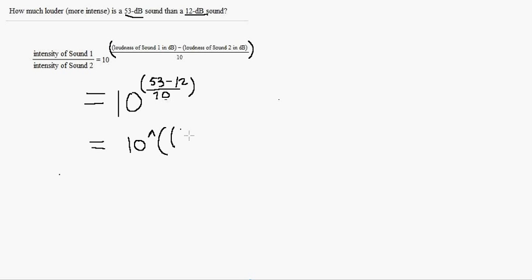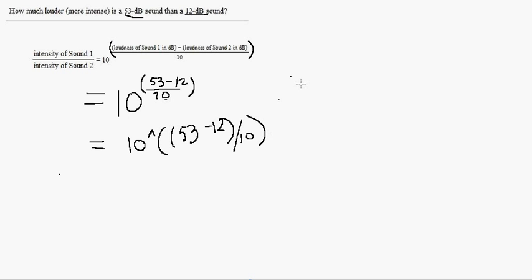So first we will be doing 53 minus 12, divide by 10, and then close the whole parentheses. So this is for TI calculators, where you can put everything in one line.